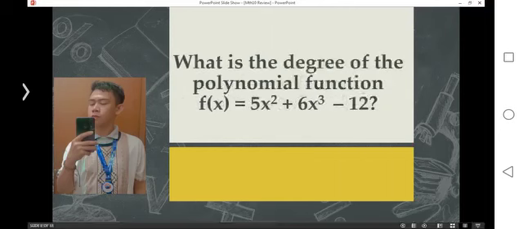What is the degree of the polynomial function f(x) = 5x² + 6x³ - 12? When talking about degree, that is the highest exponent. Here we have two terms with different exponents. One is 2 and the other is 3, and the highest exponent is 3. This is a cubic function, and thus the answer is 3. The degree is 3.